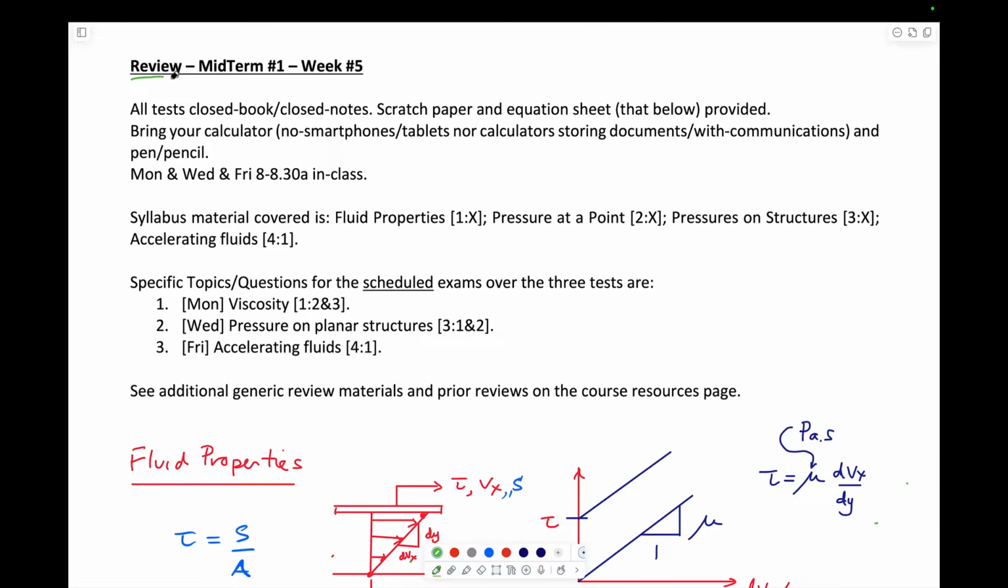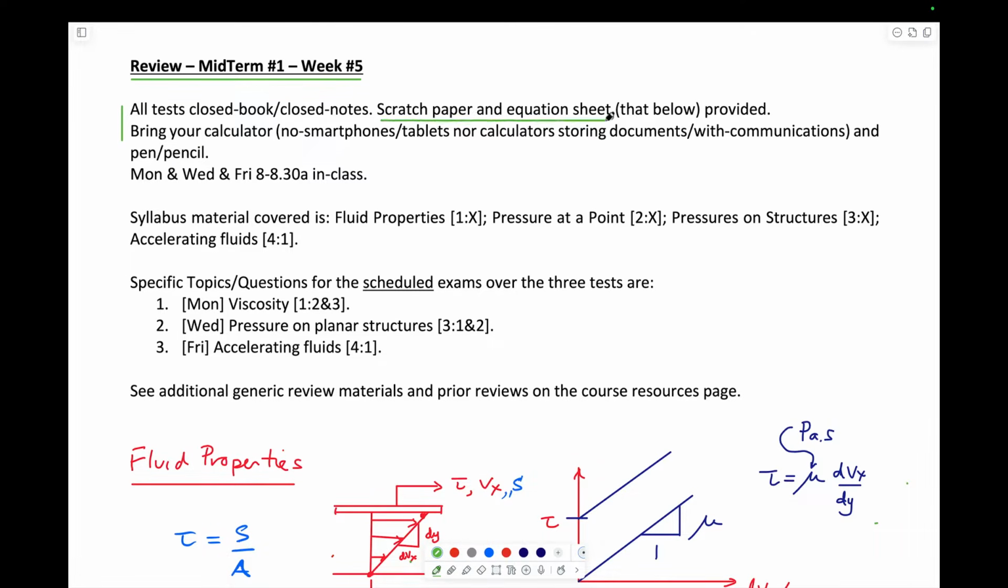Greetings. This is the review for our first midterm. It occurs in week 5. The midterms and the final are all in class and done the same way. All tests are closed book and closed notes. We'll give you scratch paper if you need to.